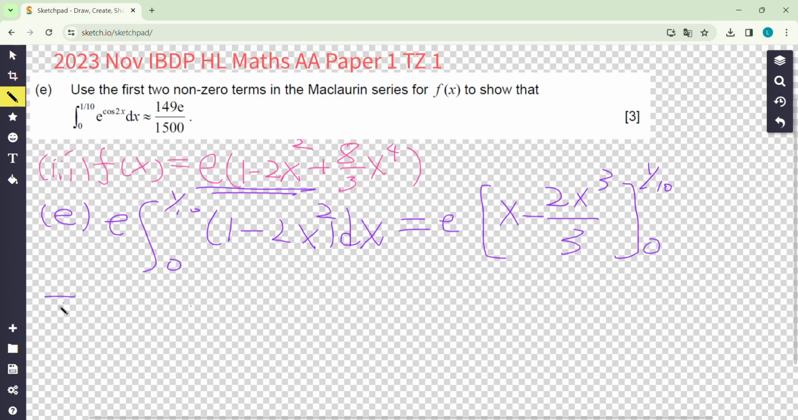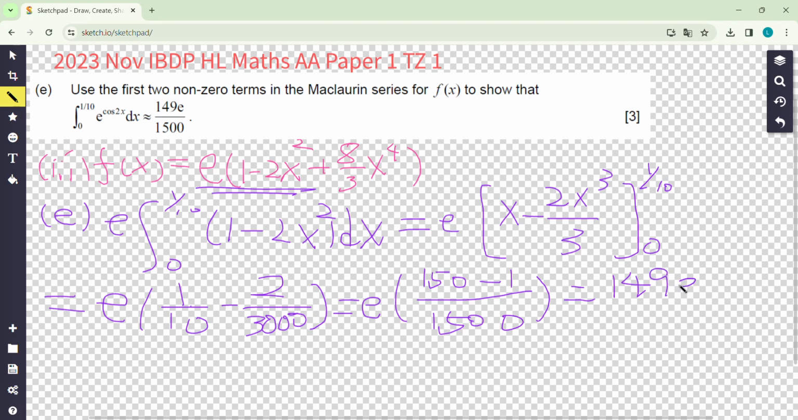Okay. And then with the substitution, remember to keep the e outside, don't multiply it in. So 2 over 3,000. Okay, can it be simplified? Yes, sure. So add, so it's 1,500. And this is 150 minus 1. Okay, good. We got it: 149e over 1500. That's it. Well done.